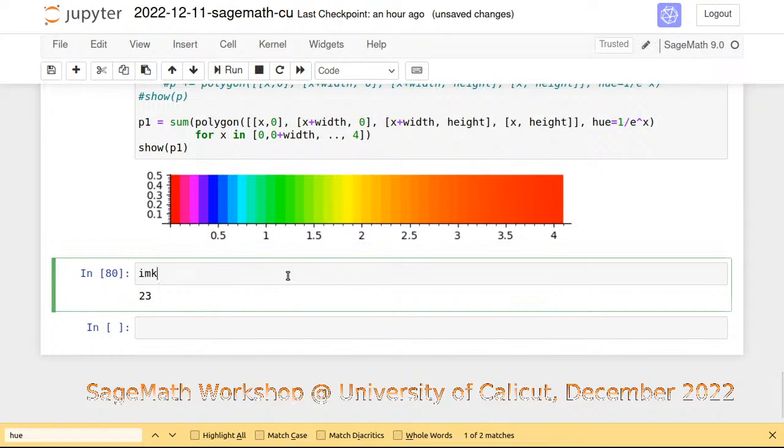Okay, implicit plot, just like plot. X square plus y square equal to 1. Here remember that it is x square plus y square double equal to 1. Now we have to specify the x range as well as the y range. X within the range, suppose minus 1, 1, and y also in the same range.